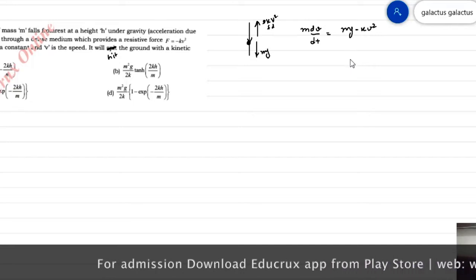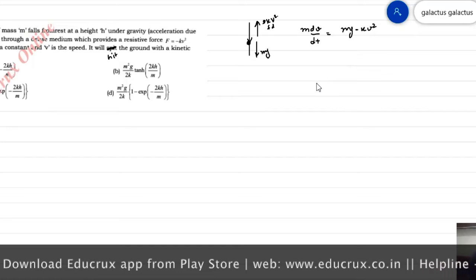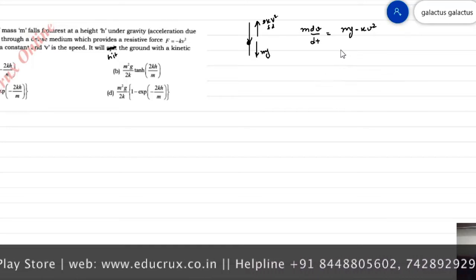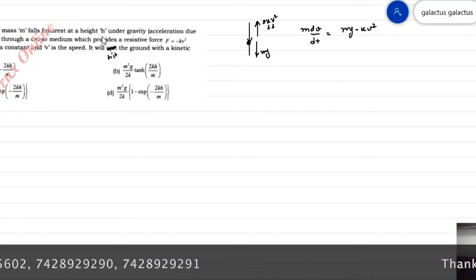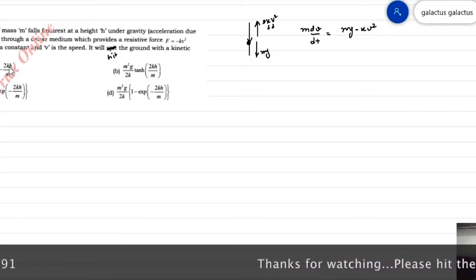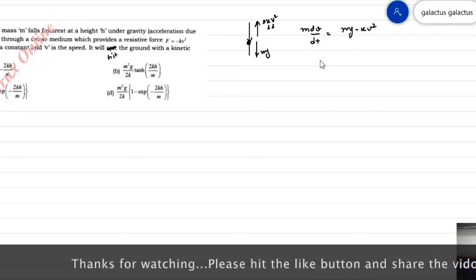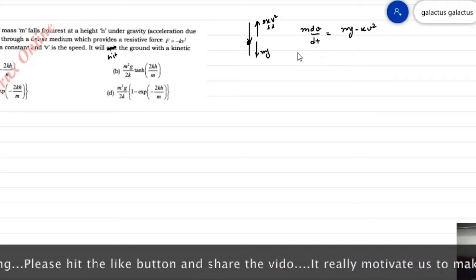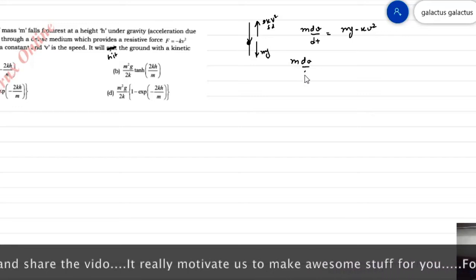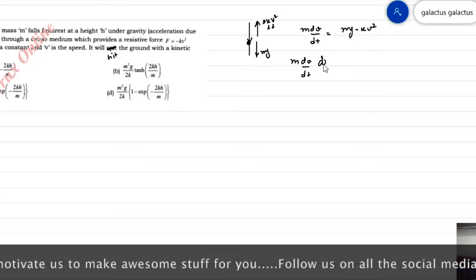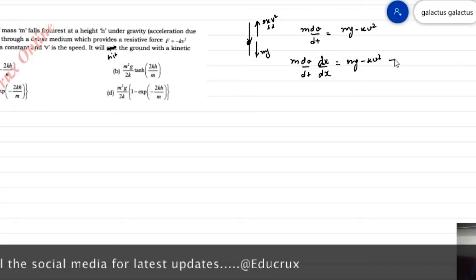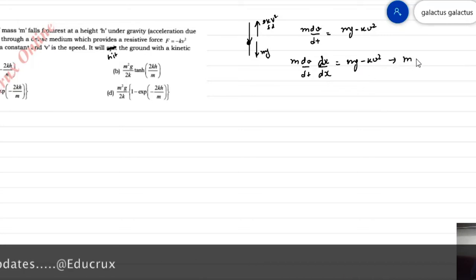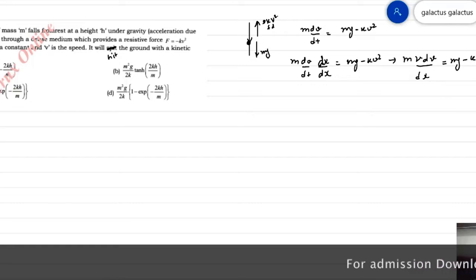So now we have to find the relationship between position and velocity, because our question has given that we have a height h, and our answer also depends on the height h. So it means that we have to find the relationship between velocity and distance. So if I now multiply the left hand side by dx and divide by dx, it will change to m v dv upon dx equals mg minus kv square.